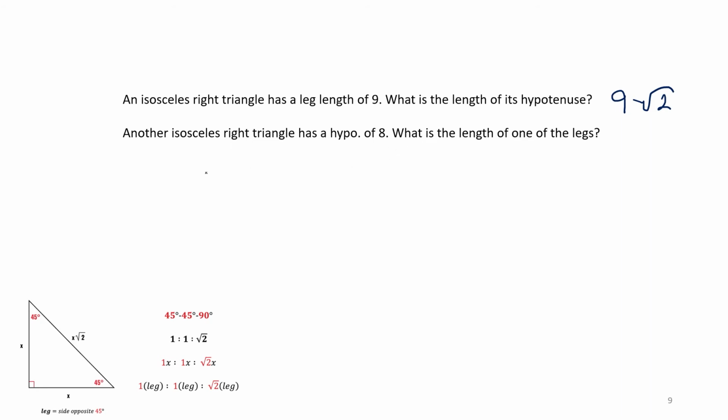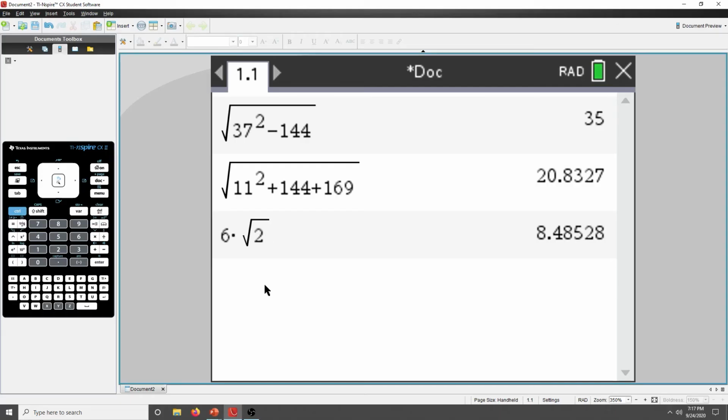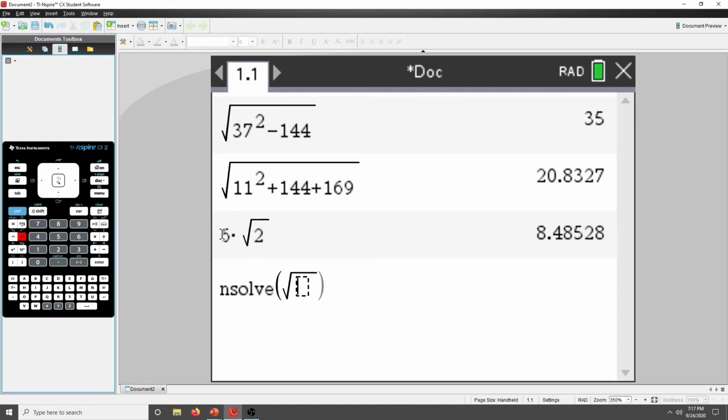So we'll use S for side. We have S squared plus S squared equals 8 squared, and this is 2S squared equals 8 squared. And then we can root both of them and solve. I think the easiest way to do this is nSolve, which you usually can't use for quadratics, but since it's inside a square root, we can.